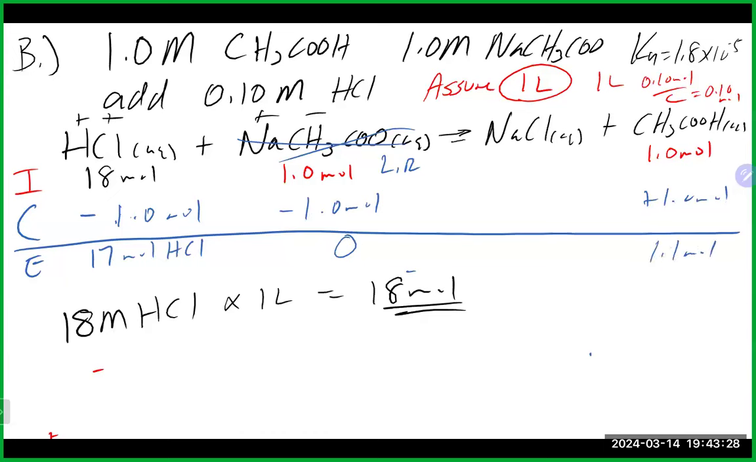Do I still have a buffer at this point? I don't, and I can see that from my ice table. I have acetic acid, which is a weak acid, and I also have HCl left over, which is a strong acid, right? My pH is going to go crazily down pretty far, negative, off the scale probably. So this is what I was talking about earlier in terms of buffer capacity.